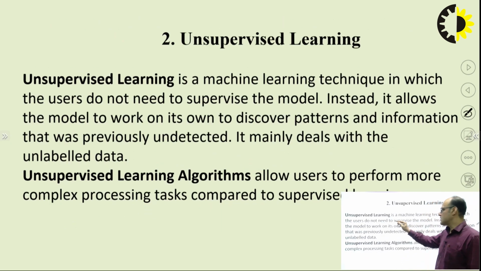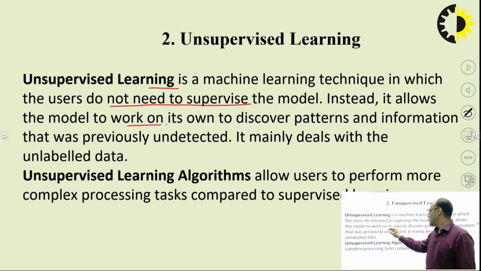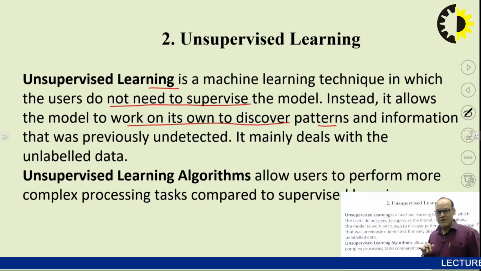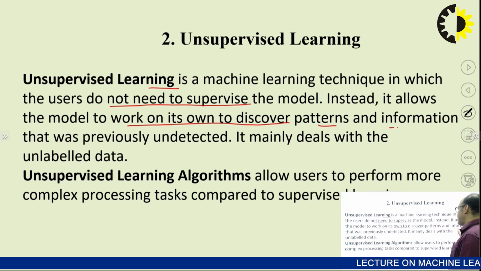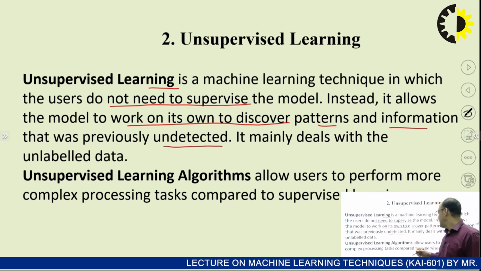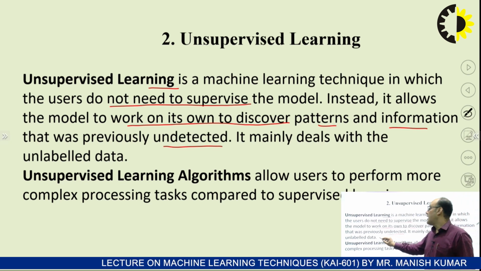So now next comes the unsupervised. Unsupervised learning is where the teacher is not present, which I have already explained. It is a learning technique where the user does not need to supervise the model. Instead, it allows the model to work on its own to discover patterns. That means the model will discover its own patterns and information that was previously undetected, right? And it mainly deals with unlabeled data.